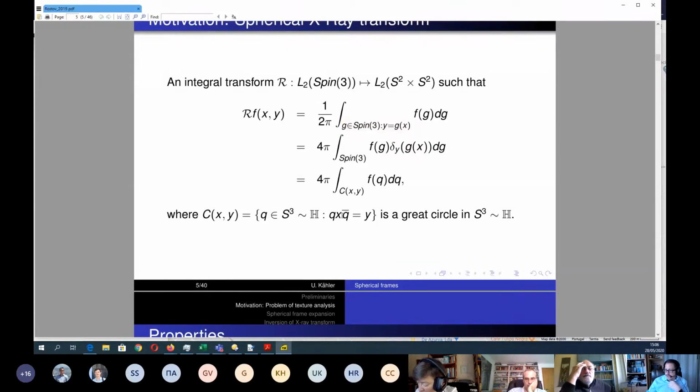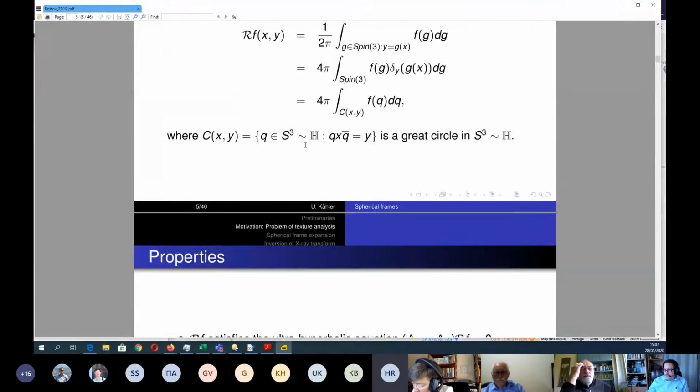In particular, you integrate over all the great circles on the three-sphere. This is basically, if you just see one rotation into another given by a quaternion, then it's easy to see that each pure quaternion which rotates x into y is basically an element on the great sphere. And then it's also easy to see that all the rotations which map one into the other correspond to a great circle on the three-sphere.